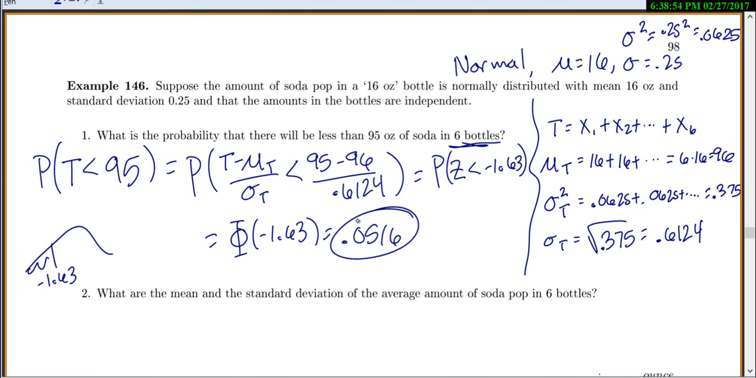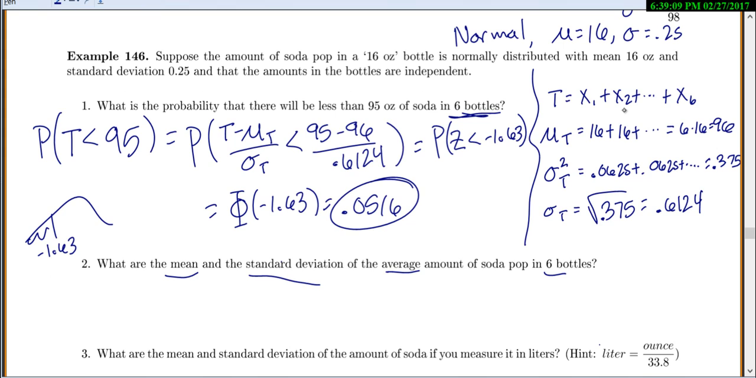So let's look now at number 2. Instead of finding a probability, it just asks what would be the mean and the standard deviation of the average amount in 6 bottles. Before, we did the total amount in 6 bottles, so let's now find the average. For the average of 6 bottles, N is going to be 6. The mean for X bar, you can just use your formula. It's just equal to your normal mean, and our normal mean is 16.